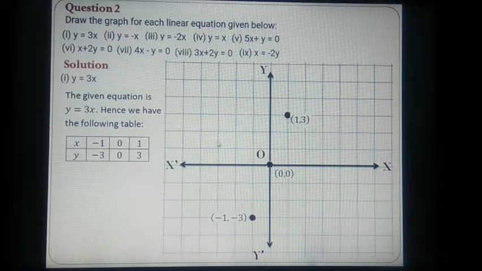Now you take your scale and align the scale with the 3 points, and join them using a straight line this way. Now suppose any of these 3 is not lying on the line, then your plotting has some mistake. So make sure that you plot the points carefully on the graph paper. So this gives you the graph of question number 1. So pause the video to note it down.